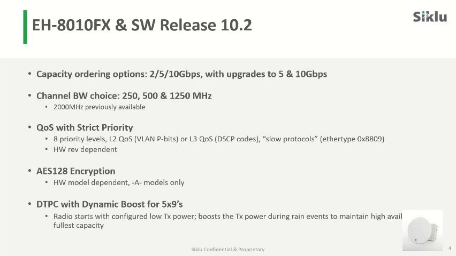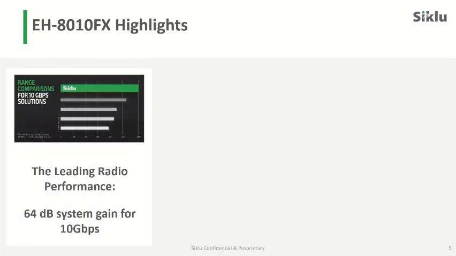We are now going to review the 8010FX itself. So starting with the EH-8010FX and its most important feature, it's a millimeter wave radio. It is the leading radio performance on the market with 64 dB of system gain at 10 gigabit full capacity. And if you want that in link budget with the antennas, it can be all the way up to 164 dB of link budget.